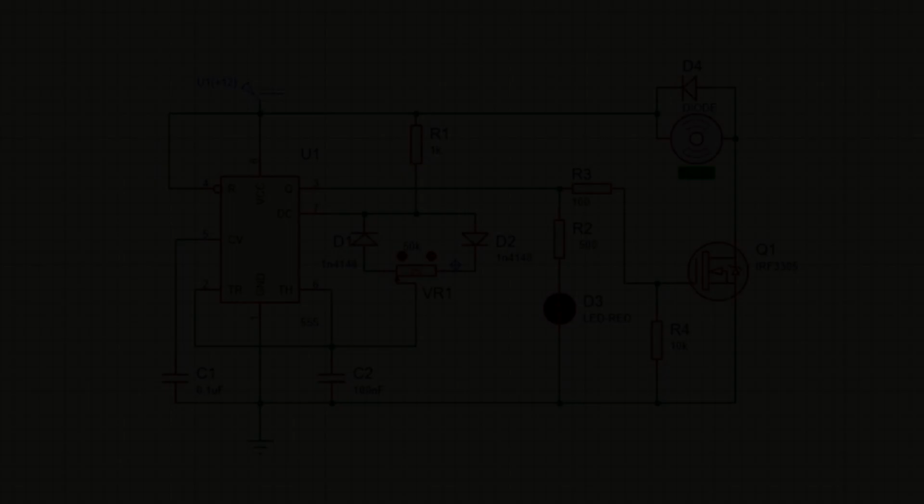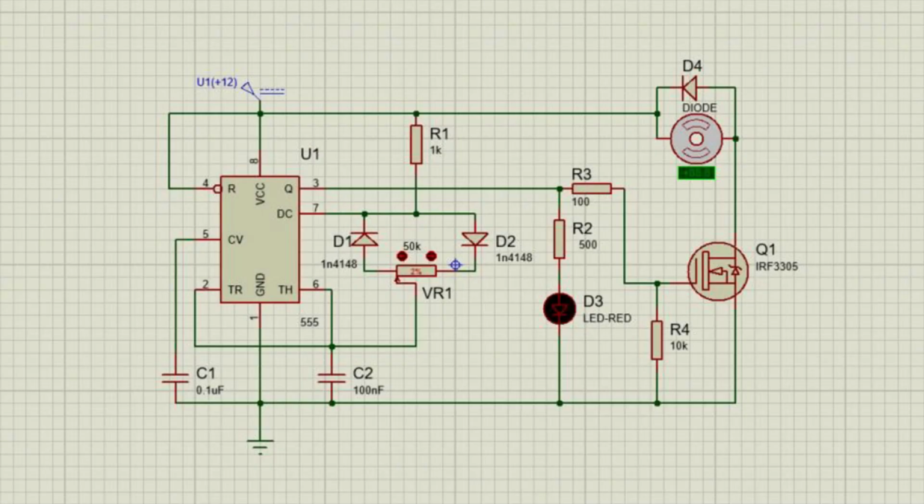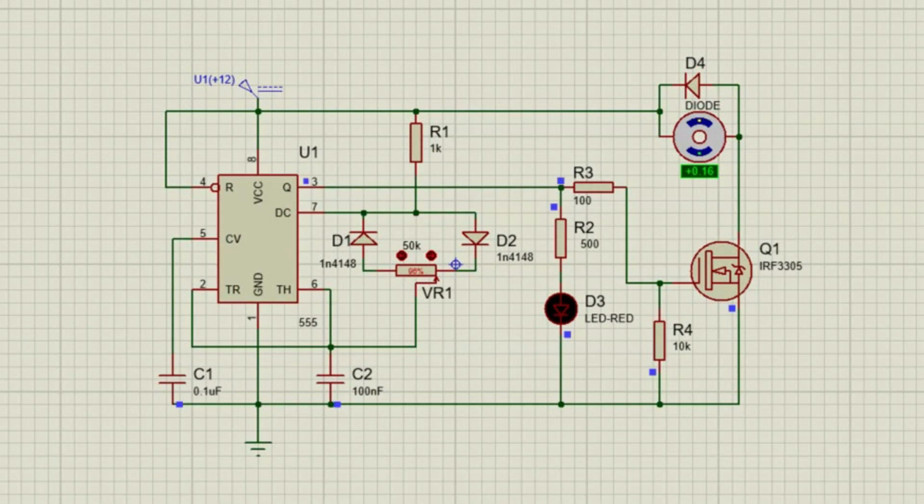Number 6. DC motor speed control. Ever wanted to control your DC motor speed effortlessly? This circuit uses a 555 timer IC to generate PWM, pulse width modulation, allowing precise speed control. Simply turn the 50,000 ohm potentiometer VR to adjust the duty cycle from slow to fast.